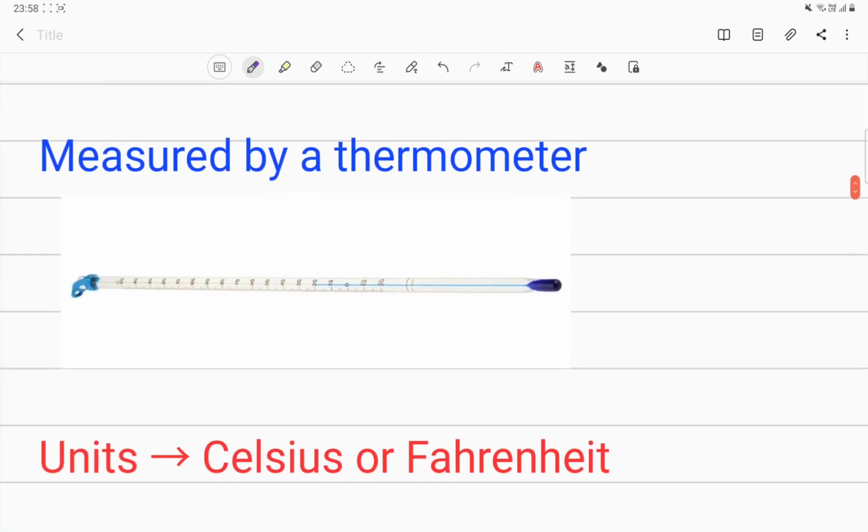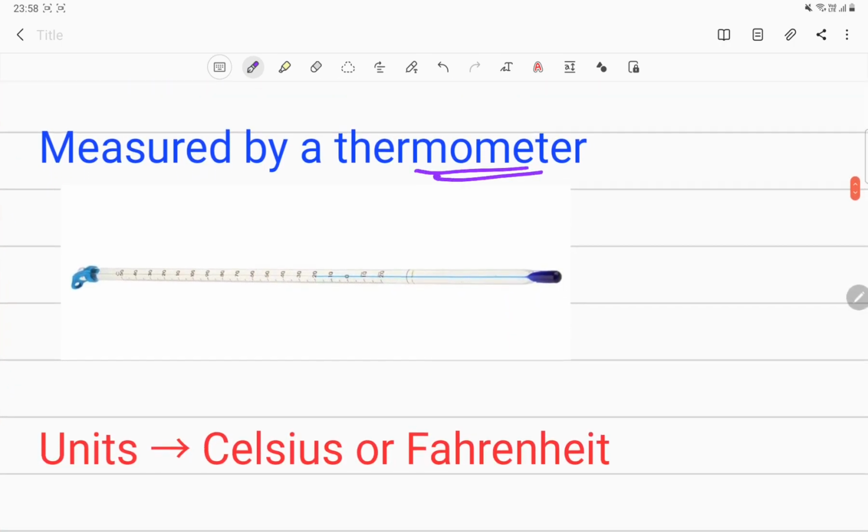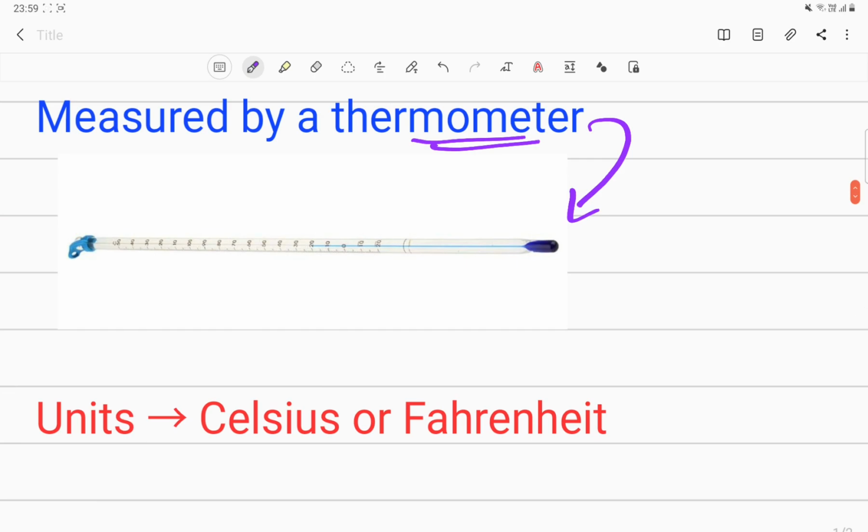Now, the temperature of an object can be measured using a device known as a thermometer. And here I have shown you a thermometer in this image. Now, the units of temperature are Celsius and Fahrenheit. Now, what do we mean by units? How do you describe the weight of a person? You can describe the weight of a person in a unit known as kilograms. You can also describe the weight of a substance in grams or in tons or in quintals. Similarly, you can describe time with units such as seconds or hours or days.